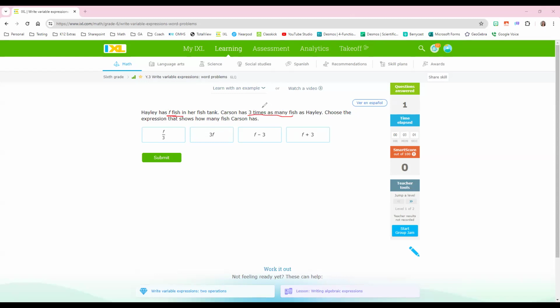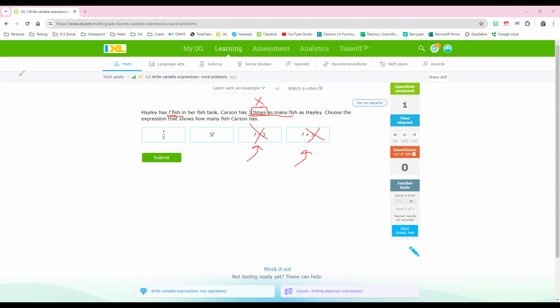Well, this one is another one where it kind of helps give it away. It says the word times. So if we're timesing, we're going to be multiplying. And then we want to show the expression that shows how many fish Carson has. So when we look at these 4 choices here, obviously, I can see this one's subtracting, not it. This one's adding, not it. But then we look at our first two choices.